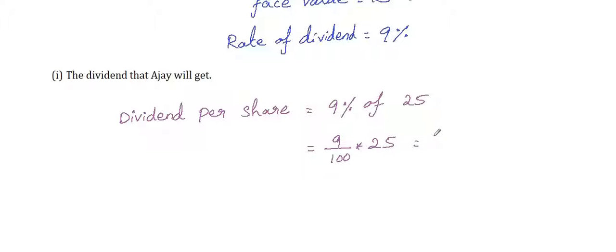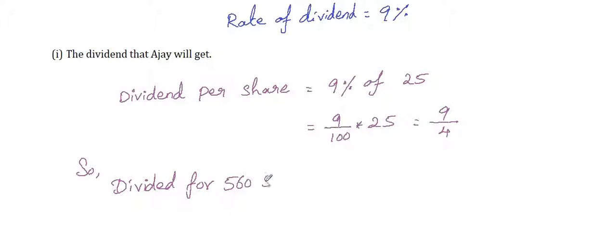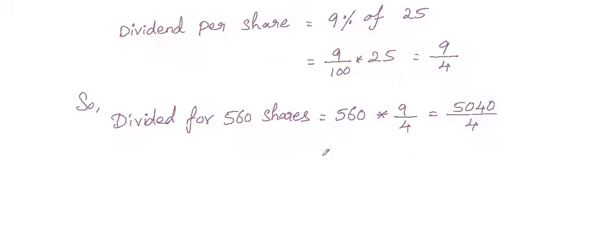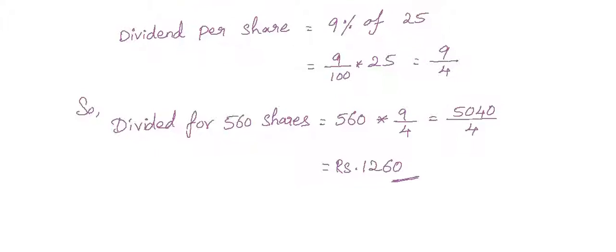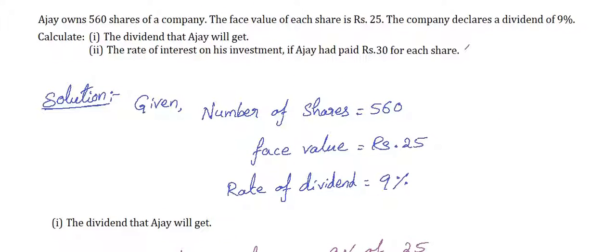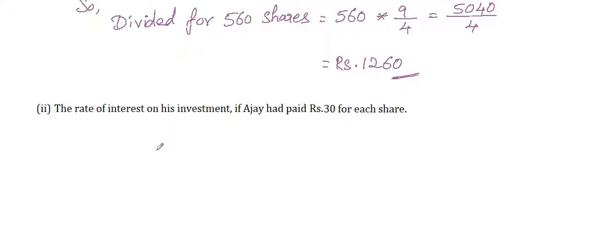So 9 divided by 100 times 25 equals 9 by 4. So dividend for 560 shares, we just need to multiply 9 by 4 and 560. If you multiply that, we'll get 5040 divided by 4, which is 1260 rupees. So we can conclude that the dividend that Ajay will get is 1260 rupees.